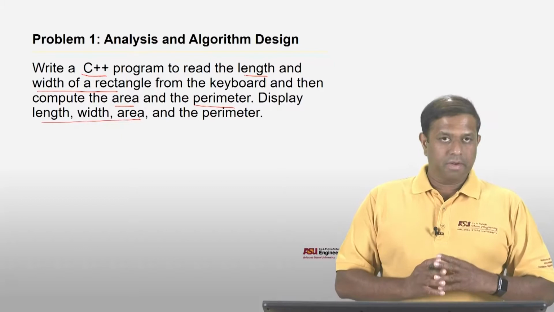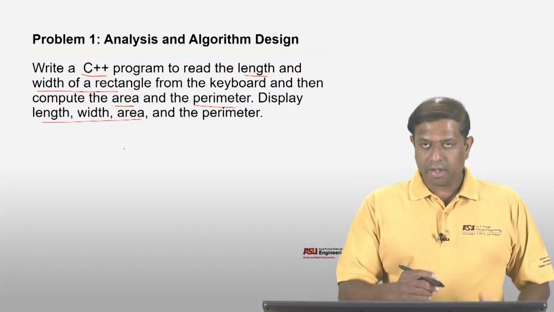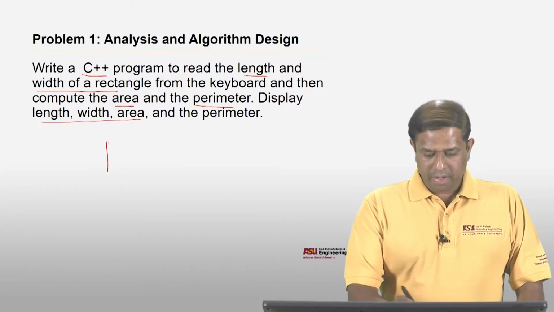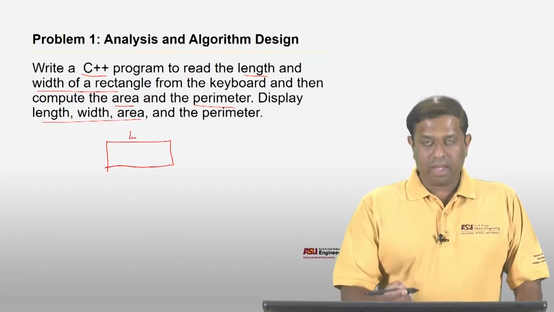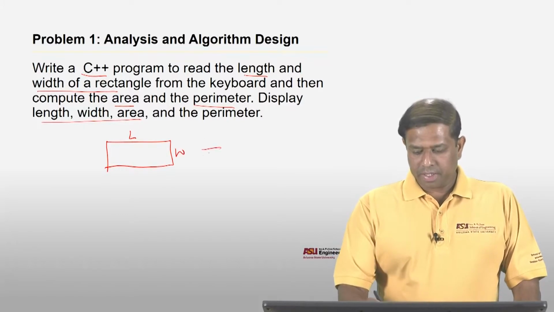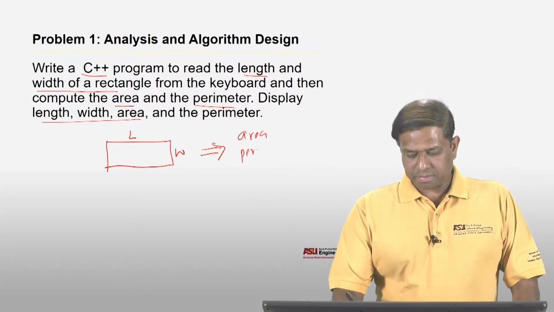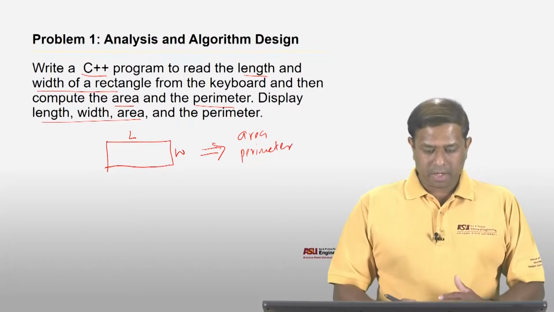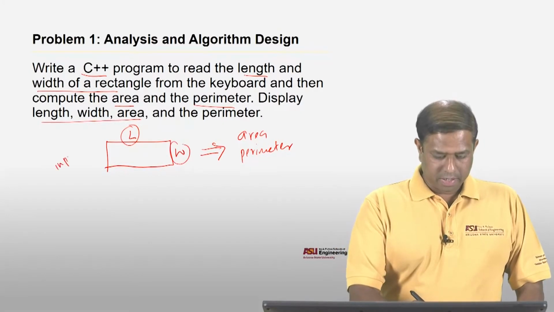Now the first thing when you look at a problem like this, we need to have a good picture of what exactly we are trying to accomplish in this particular scenario, right? So here we have a general rectangle. Rectangles will have data members length and width. Now using this length and width, we need to calculate the area and the perimeter, right? Therefore, for this particular program, we will have length and width as inputs, right?